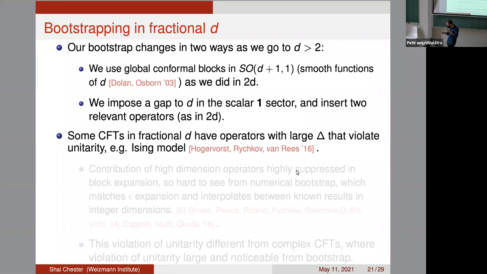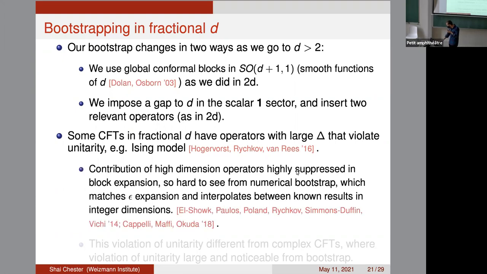Okay, now one problem with going to fractional dimensions with the bootstrap is that some CFTs in fractional dimensions have operators at very large values of delta that violate unitarity. As far as I know, the only case where this was shown was the Ising model, in a paper by Slava in 2016. Even though they showed that the Ising model in fractional D slightly broke unitarity, the contribution of high dimension operators is highly suppressed in the conformal block expansion. So it's actually very hard to see this lack of unitarity from the numerical bootstrap, which is why the results from the numerical bootstrap match the epsilon expansion in fractional dimensions, and in fact interpolate very nicely between the results in integer dimensions. So the numerical bootstrap, even for the Ising model, which is in some sense non-unitary, seems to work completely fine.